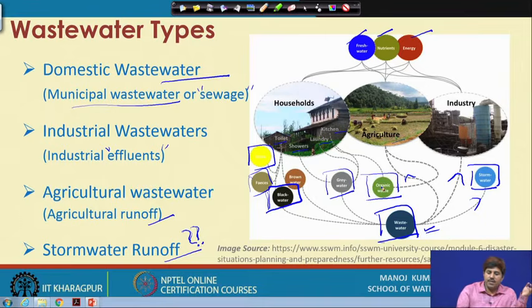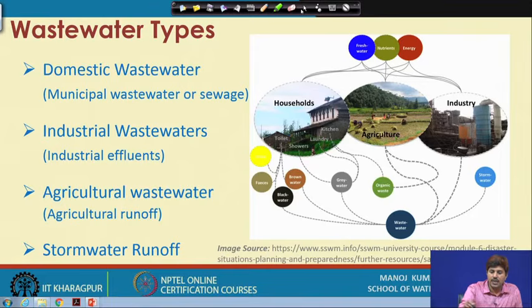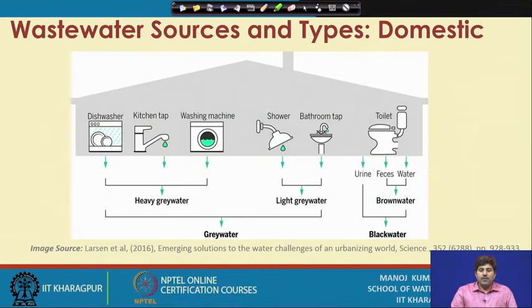From the domestic sector, we have grey water and black water as the two major components of the wastewater, and then there are again subcomponents of black water, or subcomponents of the total household or domestic wastewater, that can also be obtained. So, these different types of wastewater can be classified. Now, if we look at the wastewater sources and types from the domestic sector.